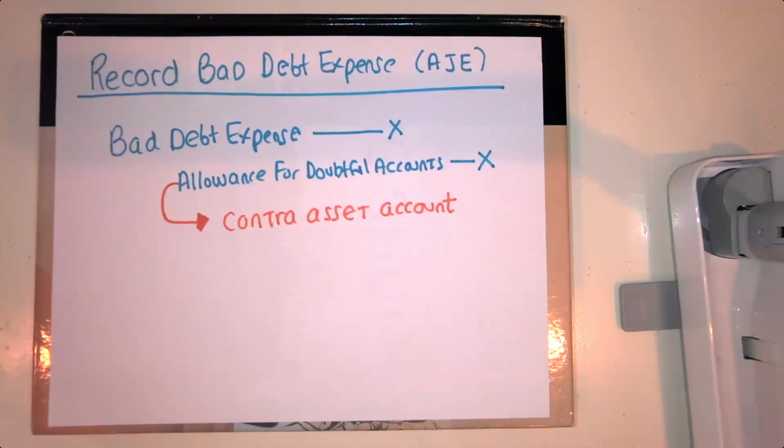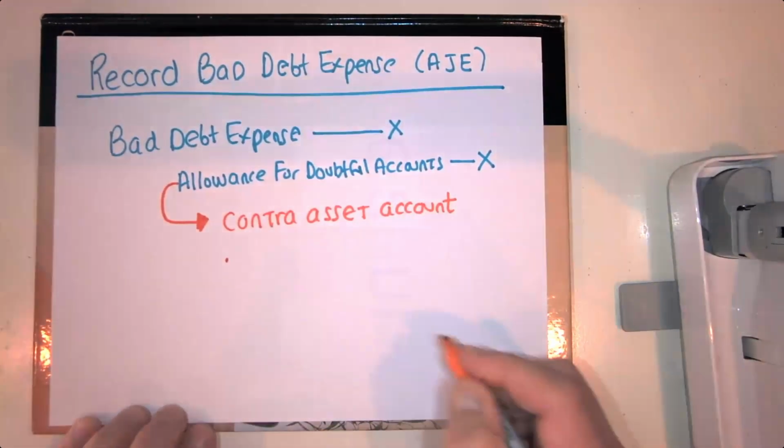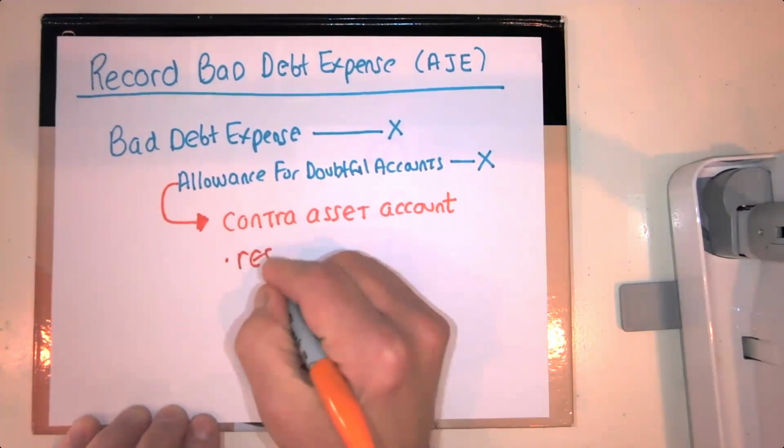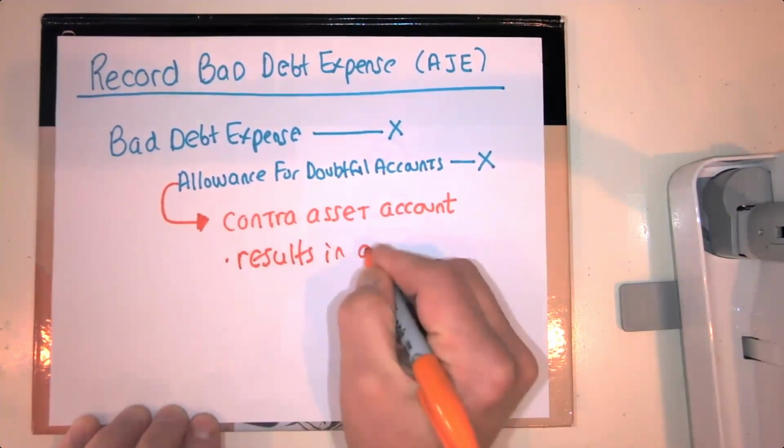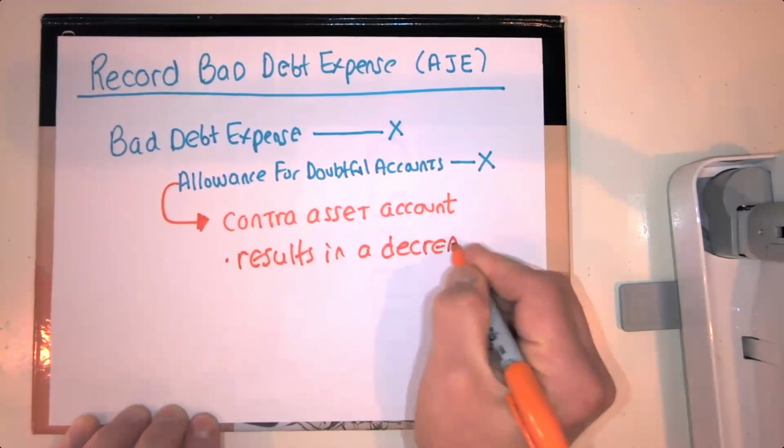Agree. And let me ask it this way, Aiden. The contra asset, the allowance for doubtful accounts, does it have an increasing or decreasing effect on our asset? Would it be decreasing? Absolutely right. Contra means to reduce. So any contra account is one that has a decreasing effect on what it is contra to. So the allowance for doubtful accounts, a contra asset, results in a decrease to our assets.